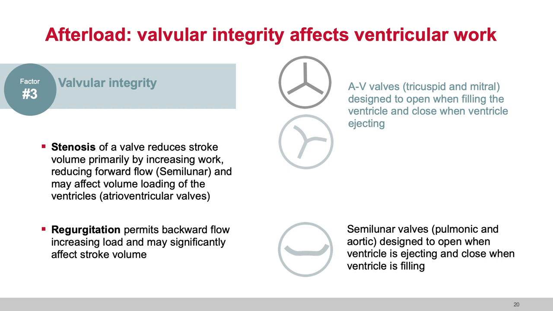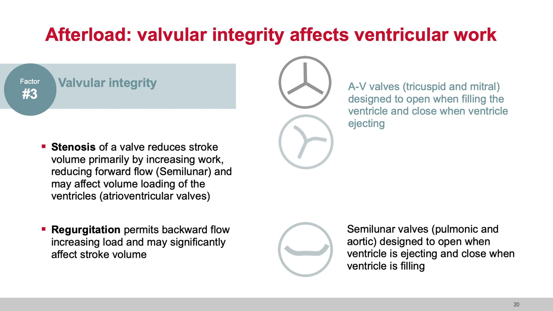The other aspect is regurgitation. Regurgitation means that you have valves that are no longer firmly seated. And when they're not firmly seated, they're going to flop in the breeze. What happens is they permit flow to come back from the artery into the ventricle or back from the ventricle into the atria. Regurgitating valves occur at either semilunar or AV valves.